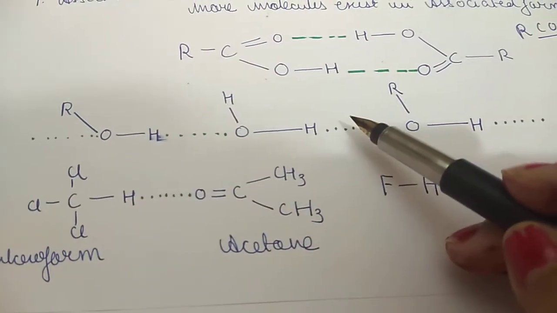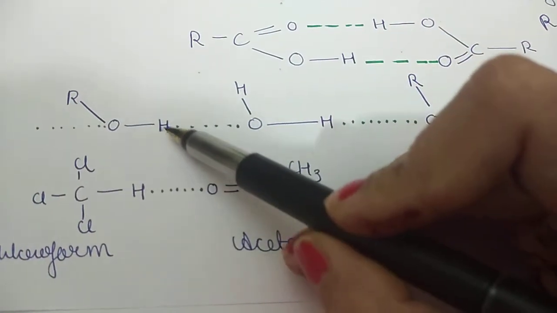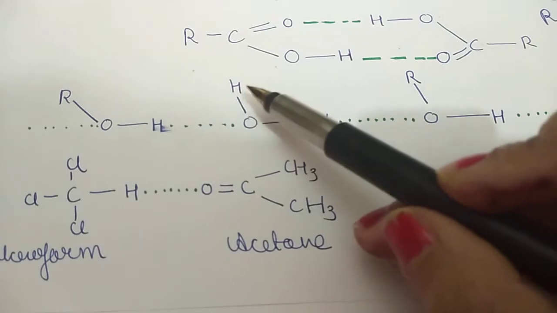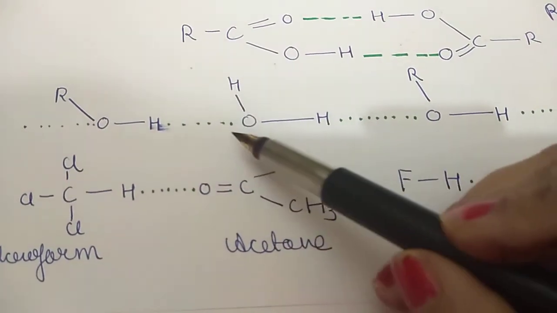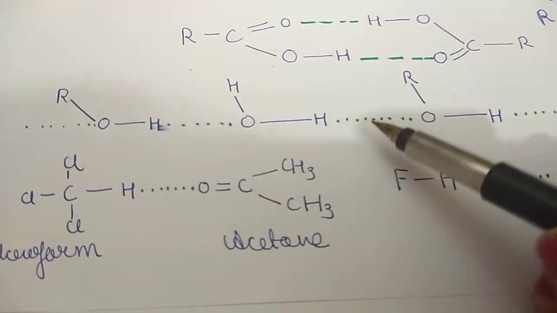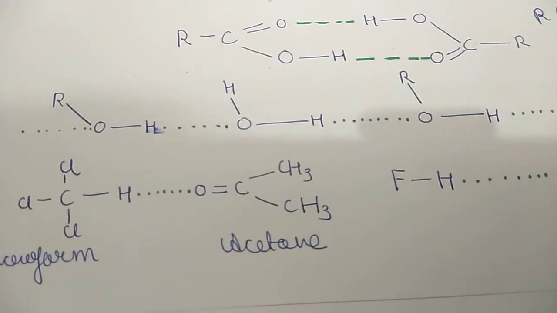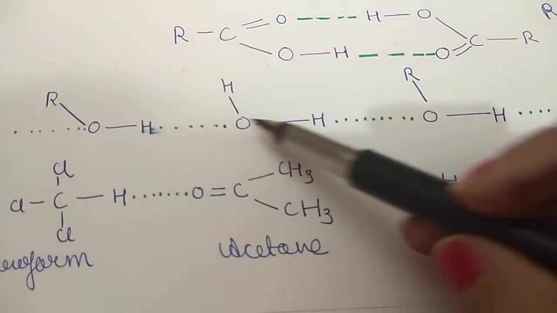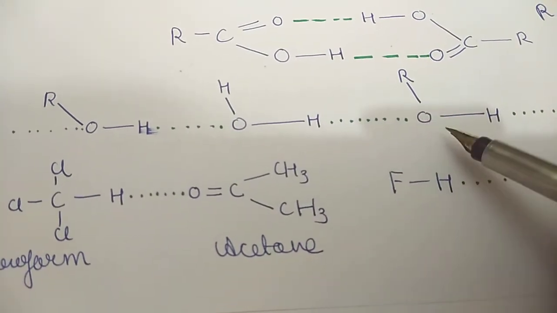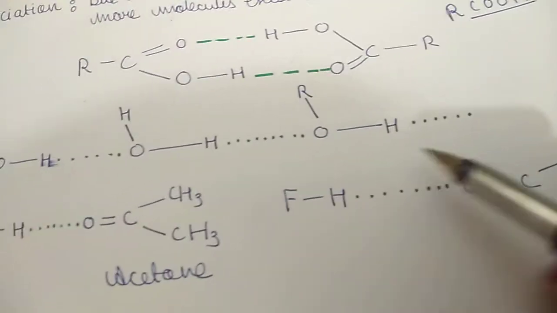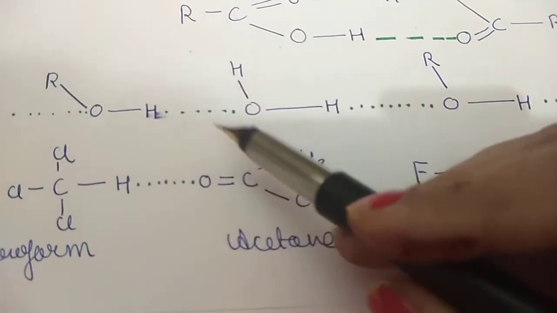Alcohol and water, they also form hydrogen bonding. You can see ROH, hydrogen of alcohol, and जो water है HOH उसका oxygen. They have the hydrogen bonding. Here also you can see H and oxygen. ROH, hydrogen of water and oxygen of this alcohol. And this is the hydrogen bonding in between alcohol and water.